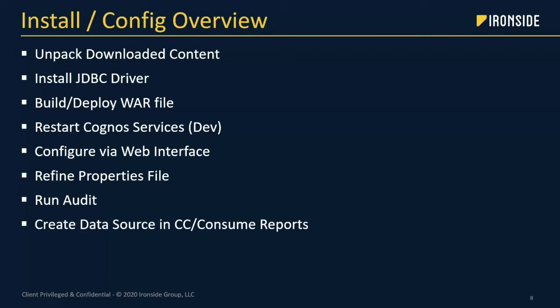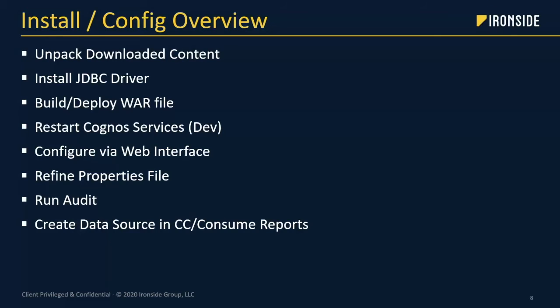All right, so quick overview of the install and config. So the first thing you do is you unpack the downloaded content onto the server. Again, our recommendation is to put this on the dev server, right? Install it on the dev server. Don't install it on the prod server. There is a bit of load that it generates, so just move that off to dev. You also need to restart Cognos services because it's using WebSphere Liberty as the app server, and restarting prod is not an insignificant event, whereas dev not so much.